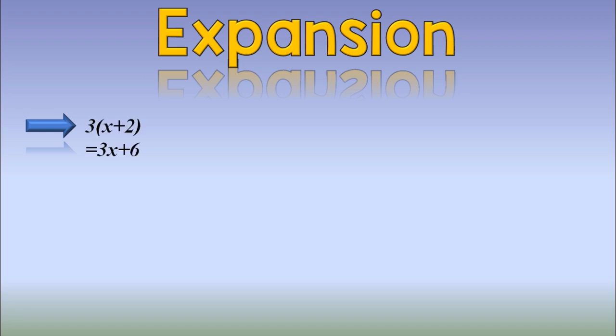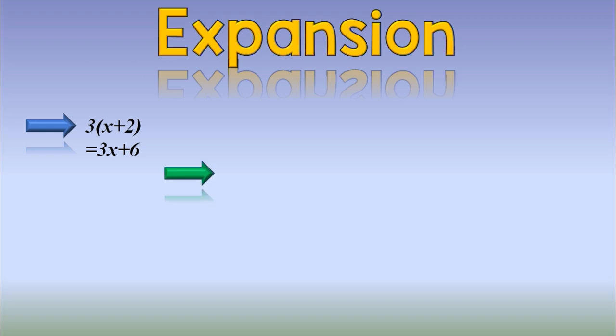As you can see in the example, we have an algebraic expression x plus 2 which is being multiplied with 3. It means we need to multiply 3 with x first and then with 2 and we will get 3x plus 6.